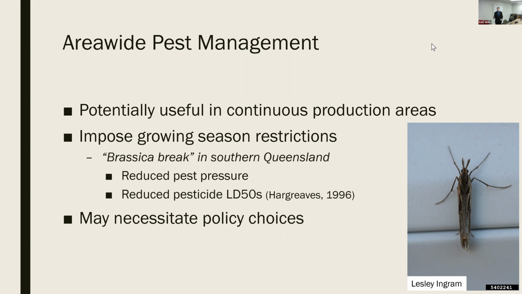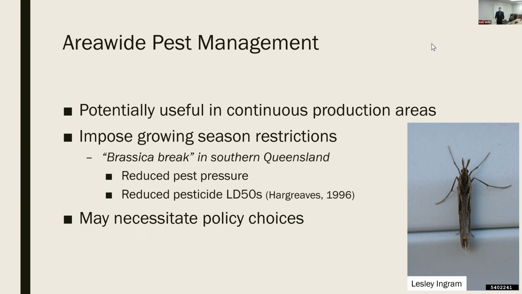They saw a lot of problems in brassica crops with diamondback moth. And as a result, it was recommended to producers that they utilize what was referred to as a brassica break, in which for approximately a 3-month period, they not grow brassicas in these areas in order to break up the life cycle of the diamondback moth.